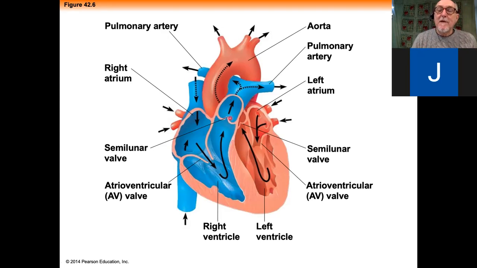These here are the semilunar valves, and if you can envision, these are almost like balloons, like three balloons lying next to one another, and any back pressure of blood here fills those like sails and pushes them against one another to prevent blood from flowing back.